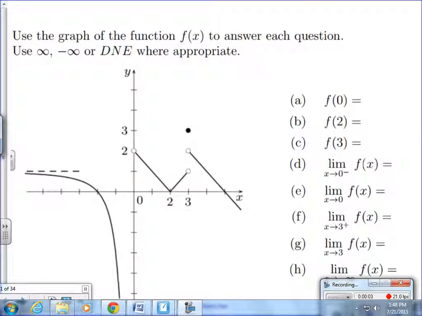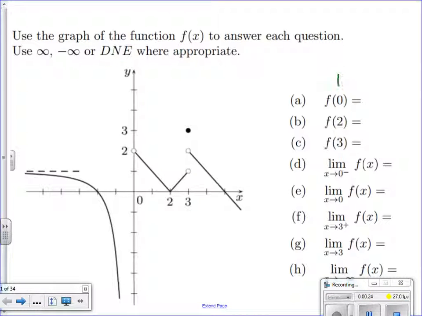So here we are at problem number 1 from the limits worksheet. We're asked, using the graph of the function f of x, to answer each of the following questions and to use infinity, negative infinity, or DNE wherever they're appropriate. Now if we look at A, it's looking for f of 0. Well, if we look at f of 0, in other words, we're plugging in 0.